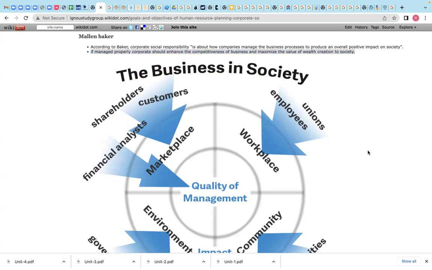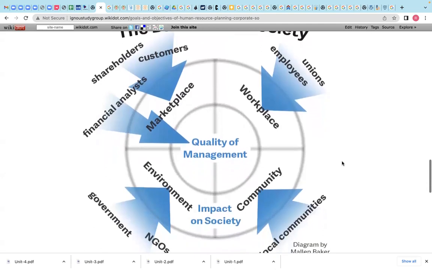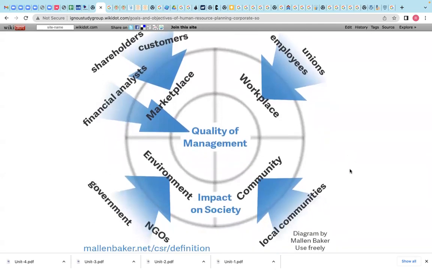So, there is a diagram which he gave. We don't really have to remember the complex diagram and every part of it. But the whole aspect that he says is that everything that is actually happening around is interrelated. So they are all going towards the quality in which you are managing things.